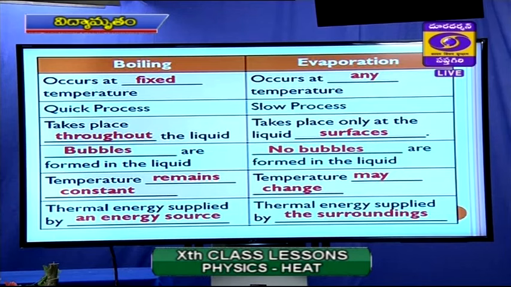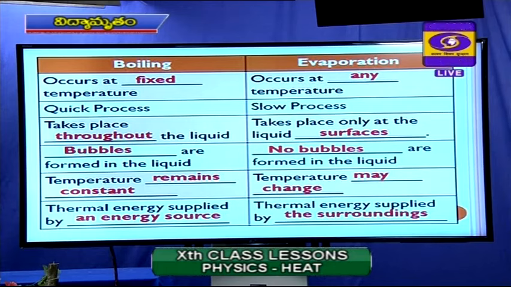Here the temperature remains constant, because why? Because this is the change of state at the boiling point. Only water means 100 degrees centigrade. That means 100 plus 273. If they ask you the boiling point of water in Kelvin also, then 100 plus 273, 373 also you have to write. Okay. At constant temperature, the temperature remains constant, but whereas in evaporation the temperature may change. Here the thermal energy is supplied by an energy source, here the thermal energy is supplied by the surroundings. From the surroundings only it will take the energy during evaporation.